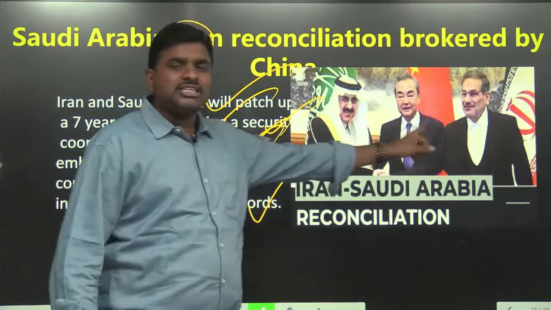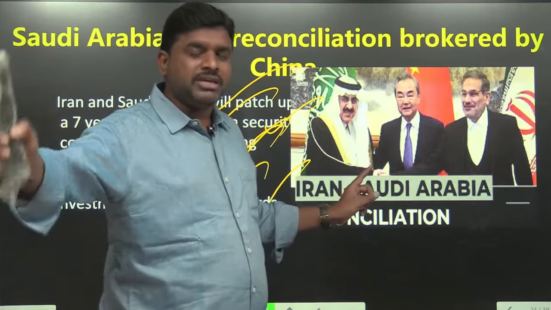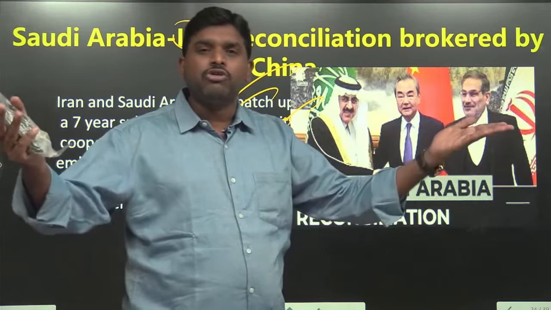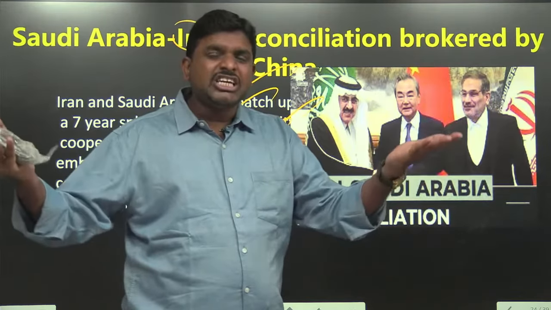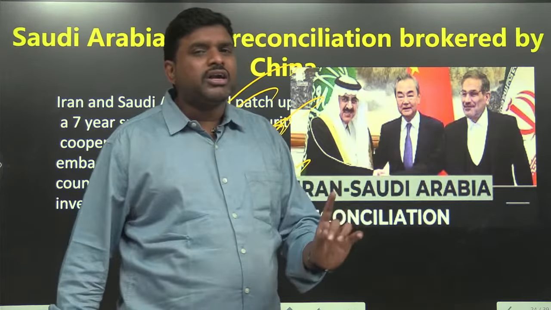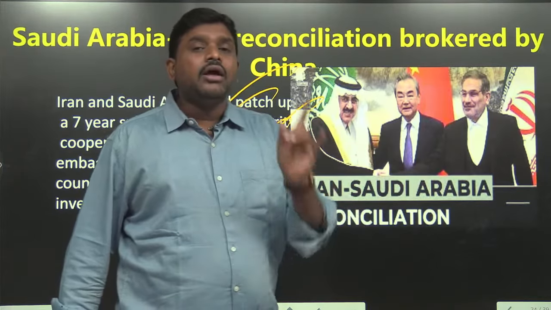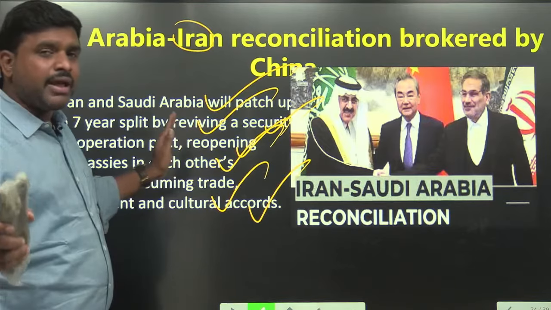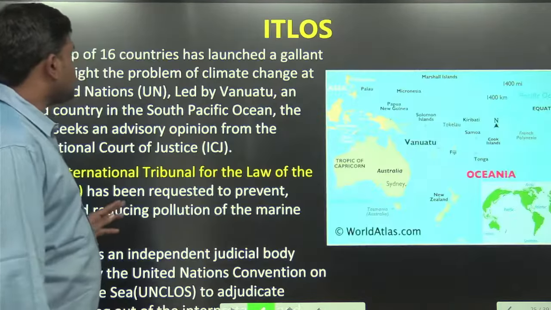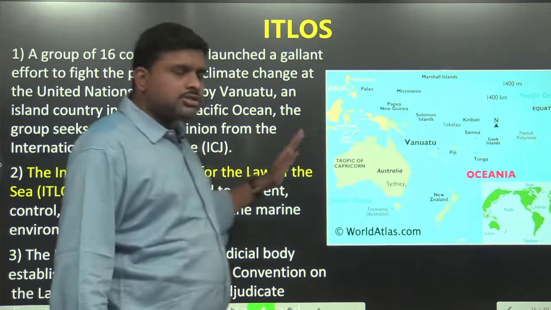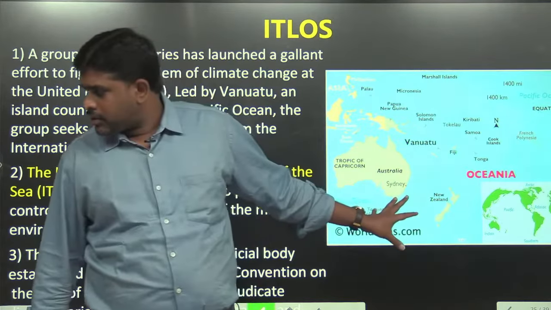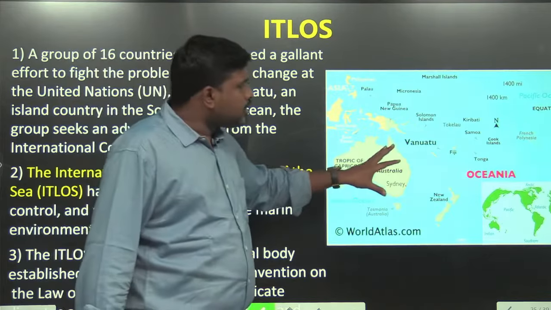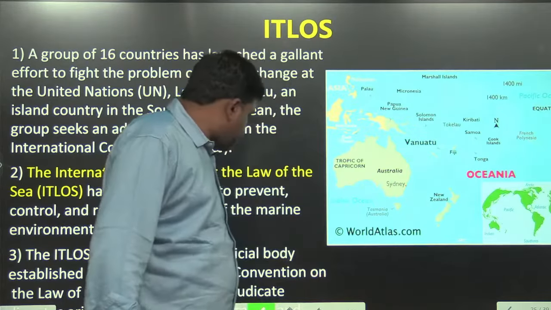If these two countries come together, the Middle East will have peace. If these two countries come together and establish peace, the economy will grow, the Middle East will grow, West Asia will grow. So this is a very important deal in international relations between Saudi Arabia and Iran, which is brokered by China. ITLOS, this is very important. Vanuatu, this is very important.